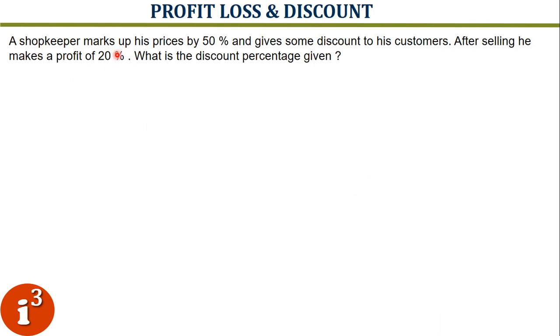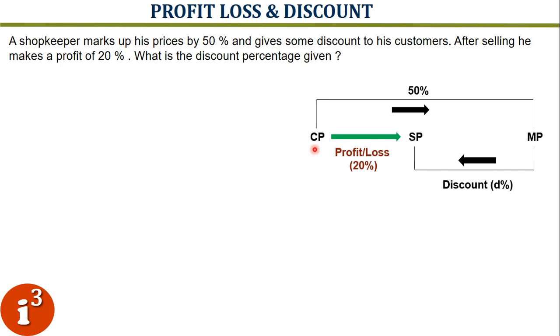A shopkeeper marks up his prices by 50% and gives some discount to his customers. After selling, he makes a profit of 20%. So he has marked up his prices by 50%, has given some discount to his customers, and even after giving the discount, he makes a profit of 20%. What is the discount percentage given? You know the profit percentage here is 20%, the markup percentage is 50%. You need to find D, the discount percentage. So this is the diagram: cost price, 50% markup, D percentage reduction, final profit percentage is 20%.